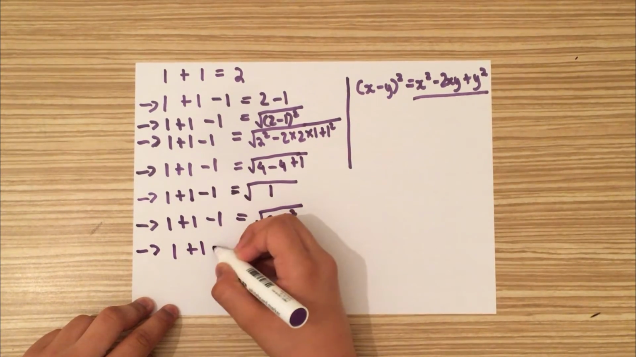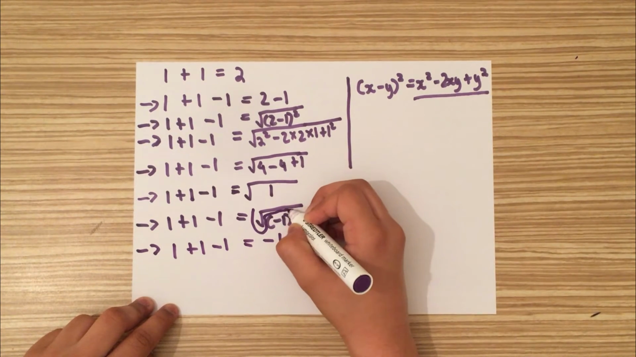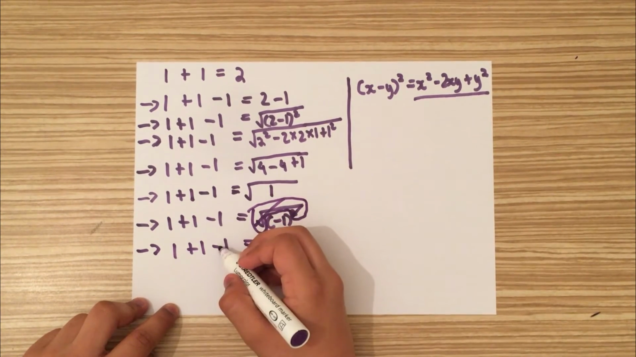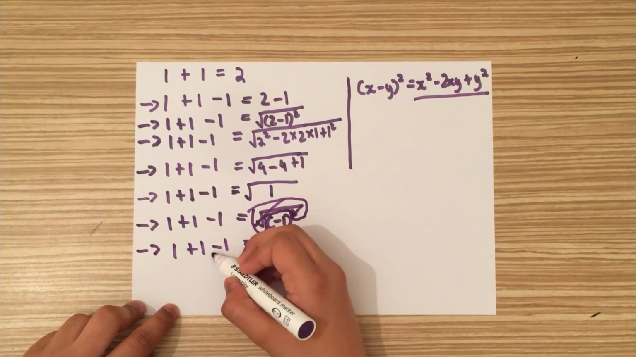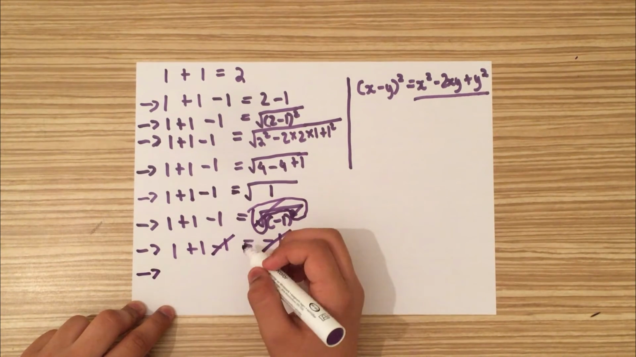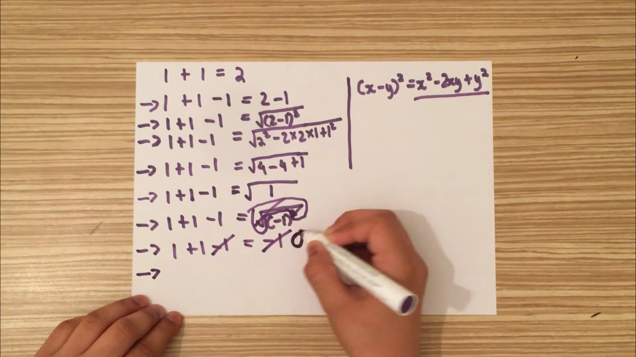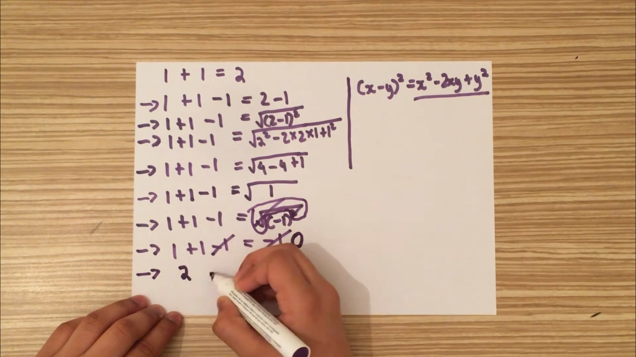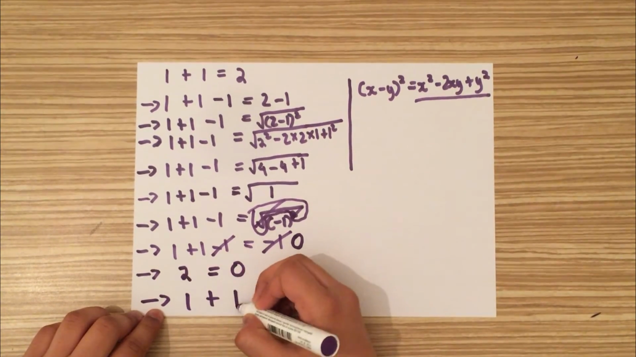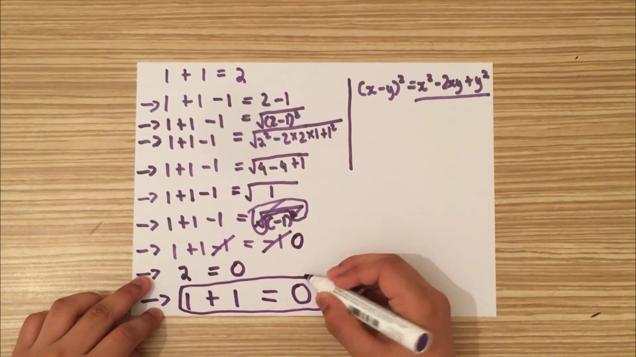1 plus 1 minus 1 is equal to minus 1. So here we can just cancel out square root and square. So if we just cancel these out, we get minus 1. So here we have minus 1 here and minus 1 here. So we can just cancel these out. And we're still following the rules of mathematics. Okay, here what do we have left? When we cancel minus 1 and minus 1, we're left over with 0 here and 2 here. So 2 is equal to 0, right? So it would be 1 plus 1 is equal to 0. And that is what we've just proved.